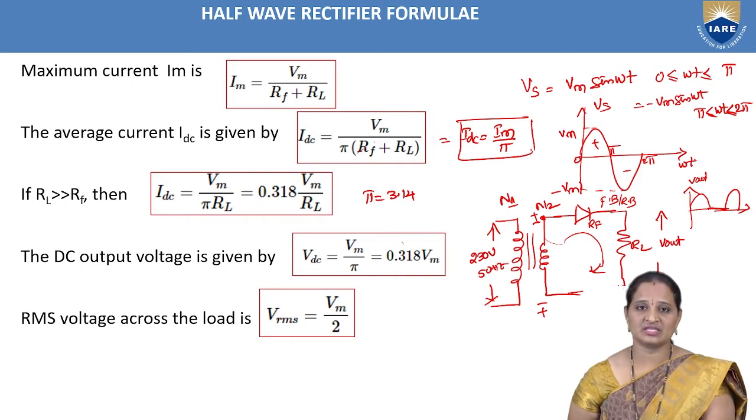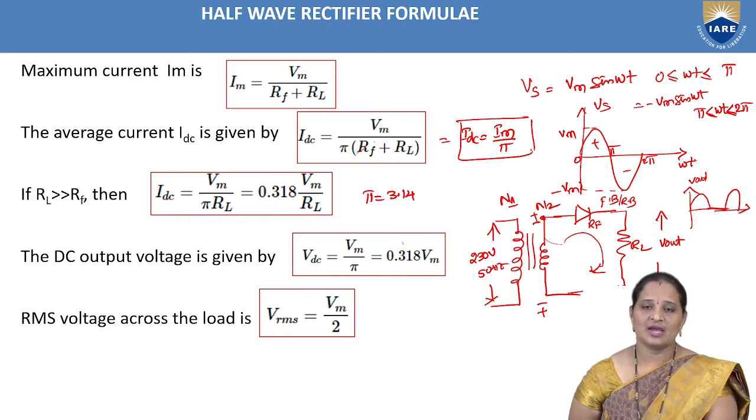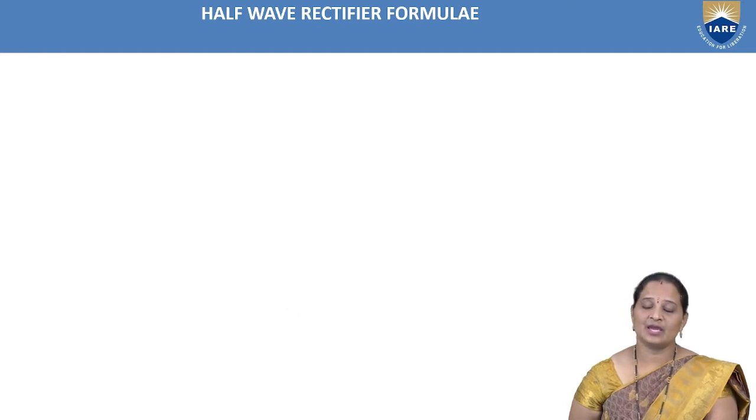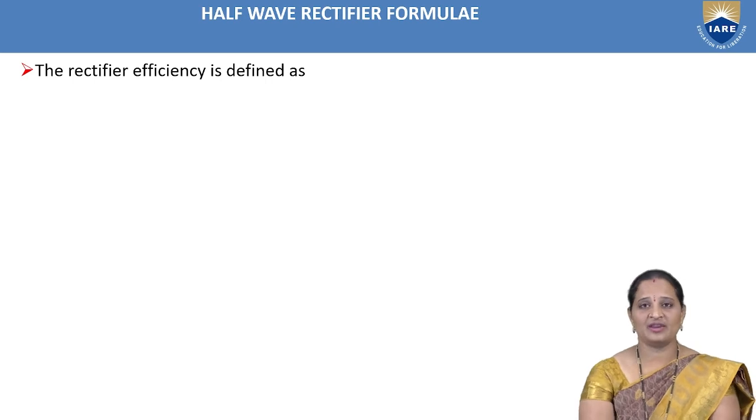So this is the average value across the load and the RMS value. The average value always represents the DC components present, and the RMS value always represents the AC components present in the output voltage. Now coming to the rectifier efficiency.